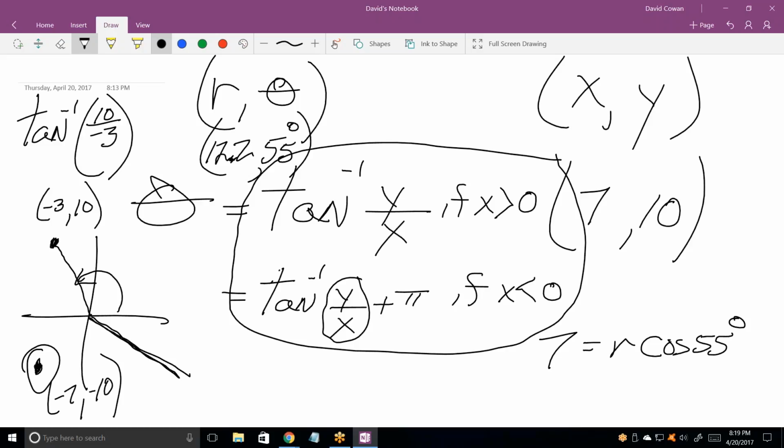So by adding pi, it gets me to the proper quadrant. In other words, it's going to give me the answer for that. Add pi, you get into the second quadrant, which is where you're supposed to be. Oh, okay. I see how that works. It always works. If x is negative, you add pi to your answer. If x is positive, then you just take the inverse tan of y over x. That gets you the right quadrant every single time.